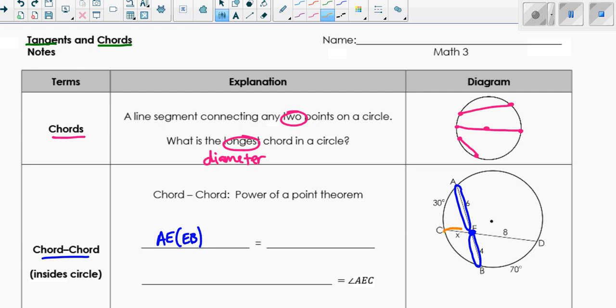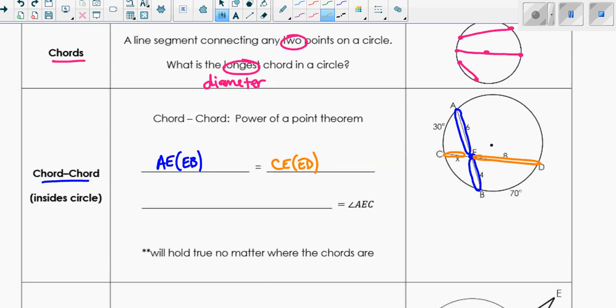CD is broken up into two sections as well, X and 8. I can take X and 8 and multiply them by each other, so segment CE times ED. Again, notice their intersection point was E, so if I take this segment times this segment, it's equal to the product of the other two segments from the other chord. Okay, so I'll show you what that means.